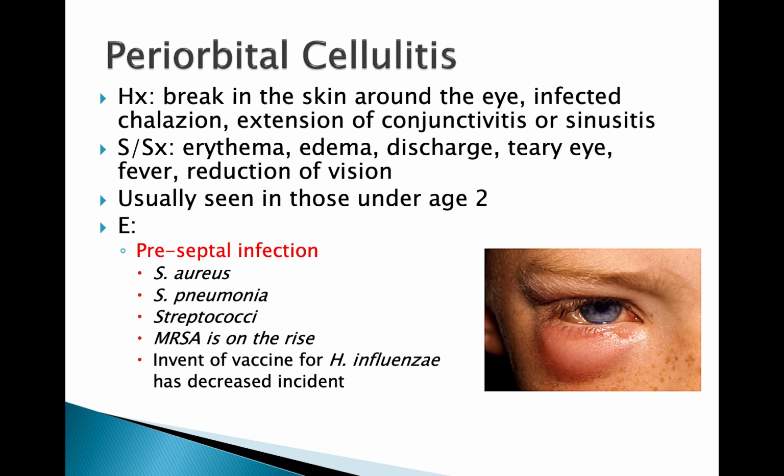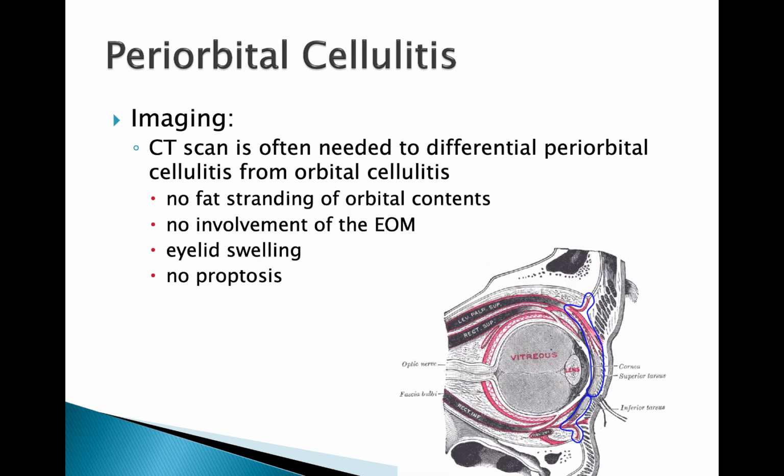Signs and symptoms include erythema, edema, discharge, teary eye, fever, and reduction of vision. This is typically seen in kids under 2. As for the etiology, if it's a preseptal infection, meaning in the forward portion of the eye, it's caused by Staph aureus, strep pneumoniae, streptococcus, and MRSA is on the rise. With the H flu vaccination, the incidence of H flu as a causative agent has decreased in the past years.